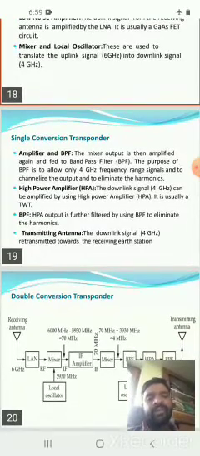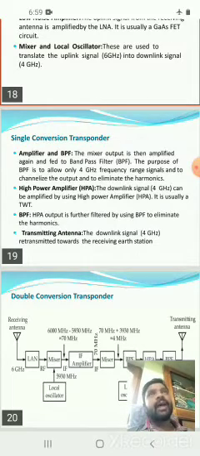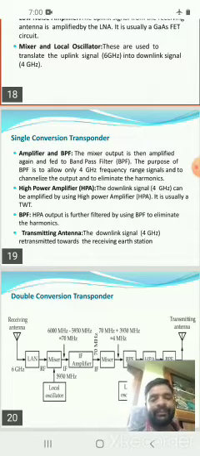High power amplifier. The downlink signal of 4 GHz can be amplified by using a high power amplifier. It uses traveling wave tubes. The 4 GHz frequency is amplified by increasing the strength of the signals by the high power amplifier. Basically, a traveling wave tube amplifier is used as the high power amplifier.